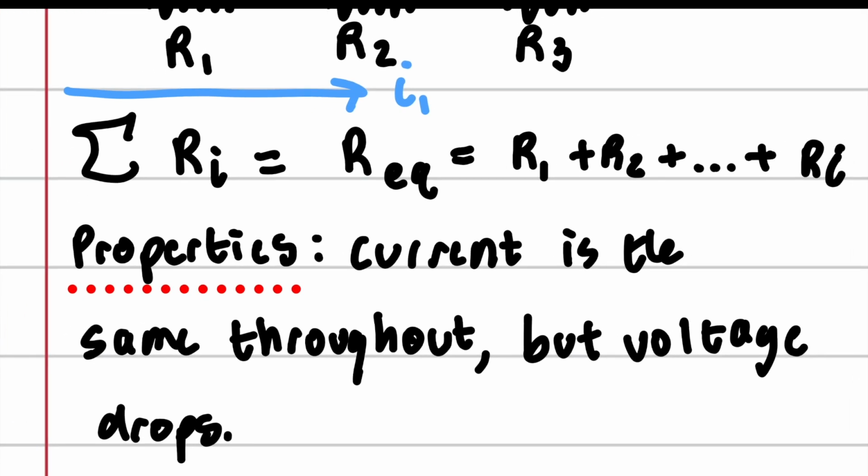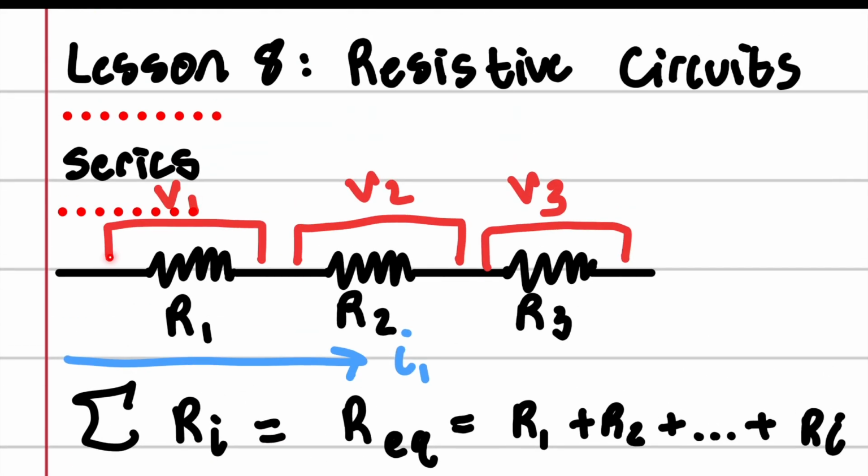Here are some properties that are just nice to know in a pinch. So properties: current is the same throughout, but the voltage drops. So right here we have voltage 1. Say that the total voltage is V, right? Then all of these added up together, V1, V2, V3, is supposed to equal the voltage drop down the circuit. And so each one of these resistors contributes to a voltage drop, right?